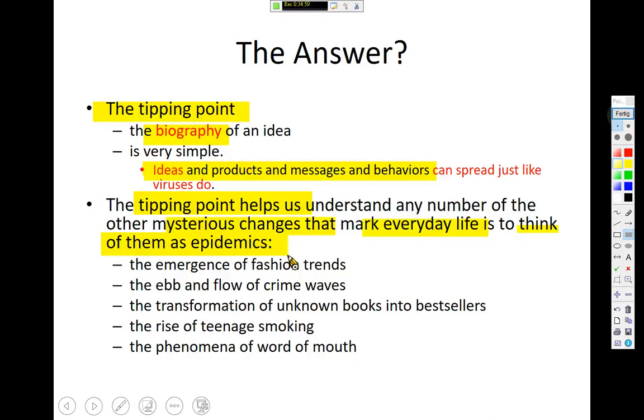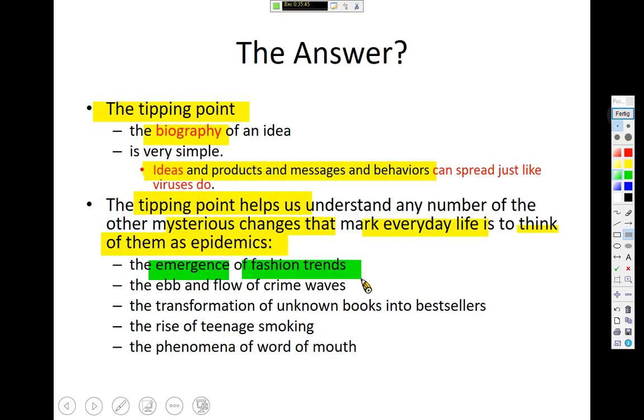So basically, the tipping point can help us to understand why some events can spread so fast. For example, there are some events happening all the time in our society. For example, the emergence of fashion trends. Look at yourself. You are following some kind of fashion trends, right? And just about decades ago, students loved to wear shirts or pants with a lot of holes on them, right? But if we push back 20 years ago, you have different fashion.